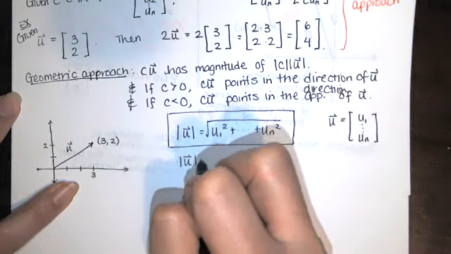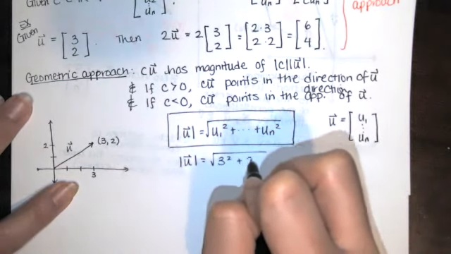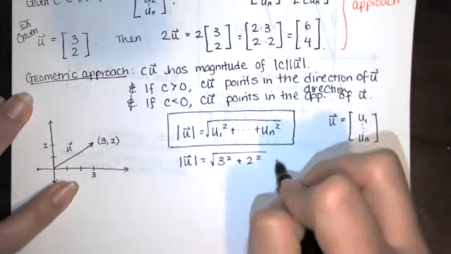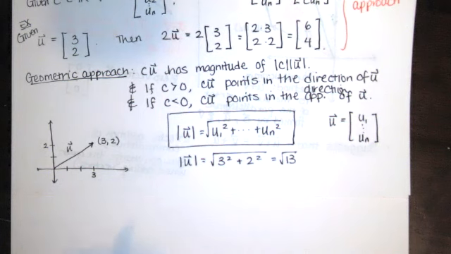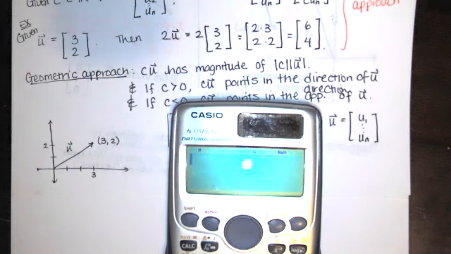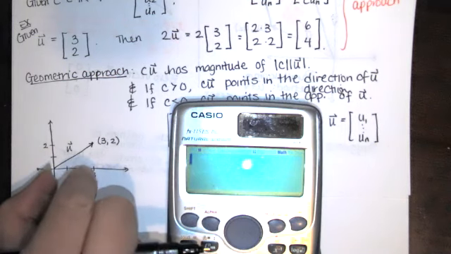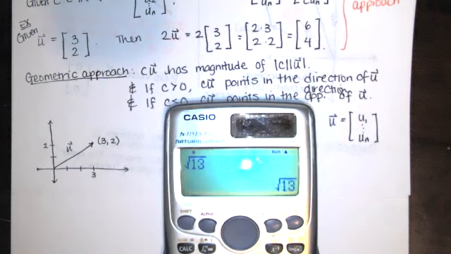So in our case, the magnitude of this is the square root of 3 squared plus 2 squared. 3 squared is 9, 2 squared is 4, so this is the square root of 13. So the length of that vector is square root of 13 units long, where the unit here is measured as the same as the unit over there. If I want a decimal approximation, it's approximately 3.6 units long.